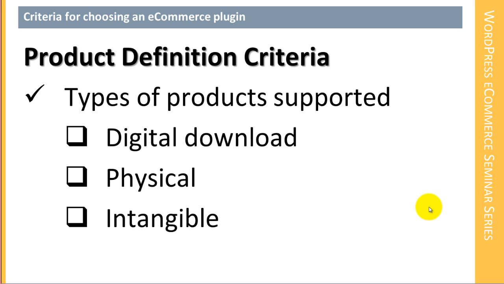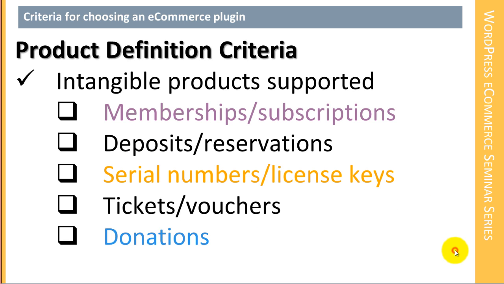So we'll start off with the product definition criteria, or how you create a product. What kinds of products can you create? And of course, the first one is just the type of products that's supported. Does it support digital downloads? Does it support physical products? Does it support intangible products? Now, really, they all actually support these 2 products, but intangible products are a little bit more complex.